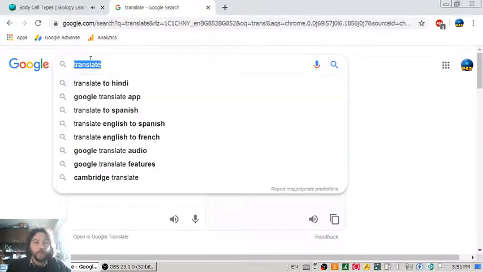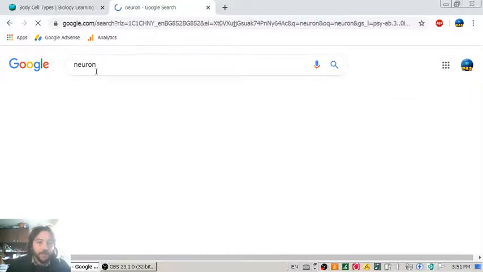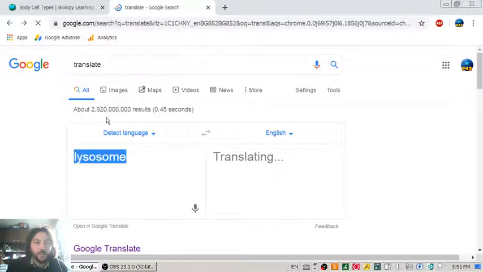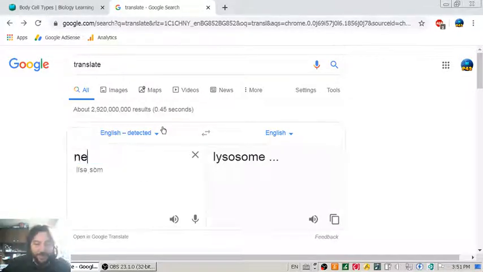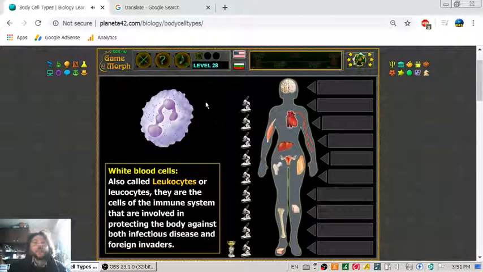Let's see. That's better. Where did I type this? Neuron. Okay, neuron. Neurons in the brain. And what do we have here? White blood cells, also called leukocytes. The white blood cell, and we will point to the blood system.